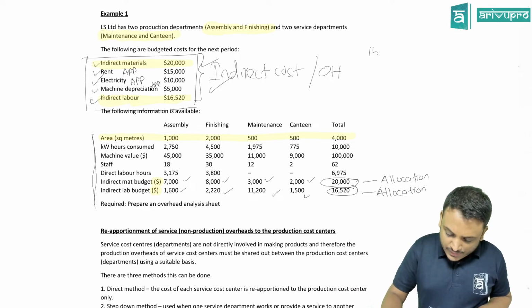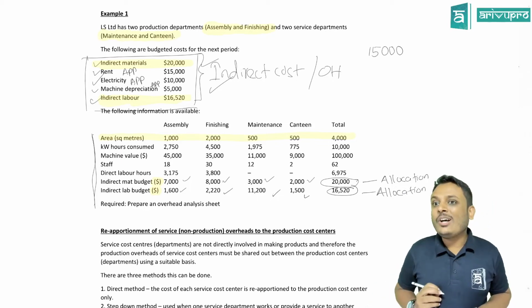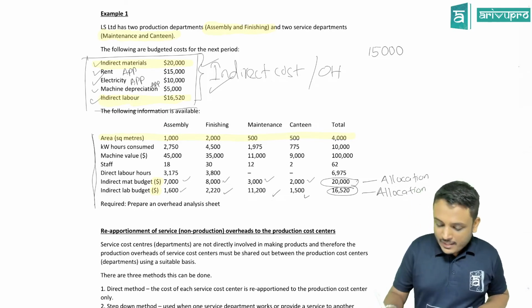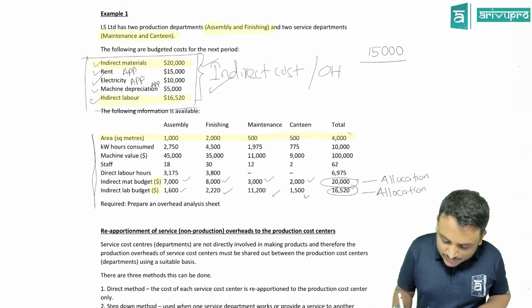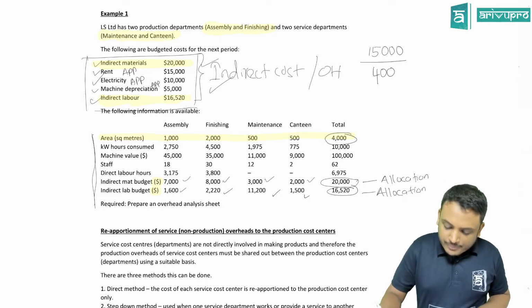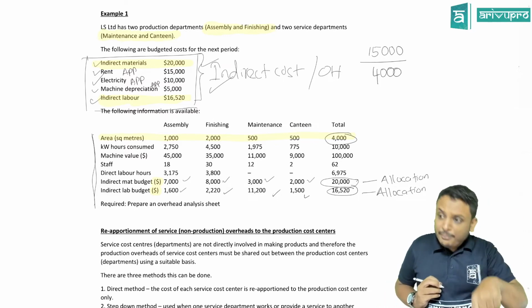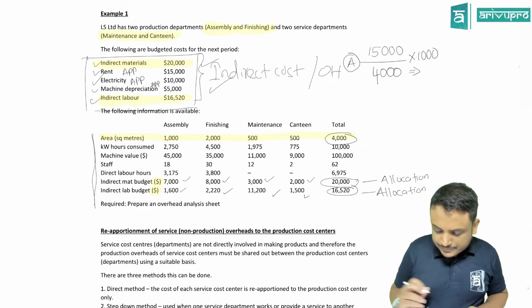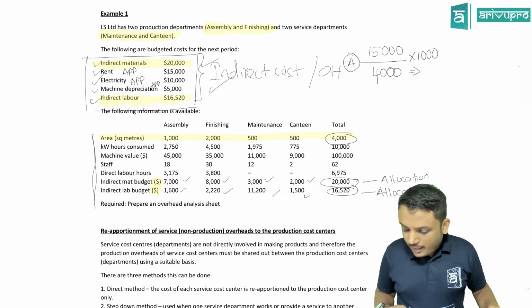Rent cost is 15,000. Total square meter, how much? 4,000. Clear? For assembly, how much? 1,000. What is the value? This is for assembly. How much?